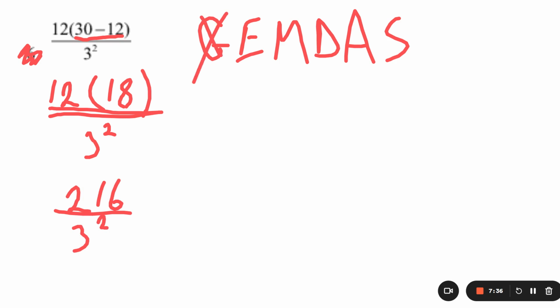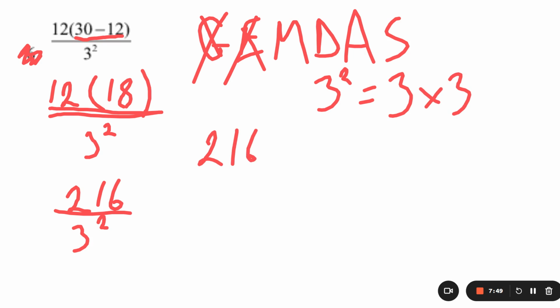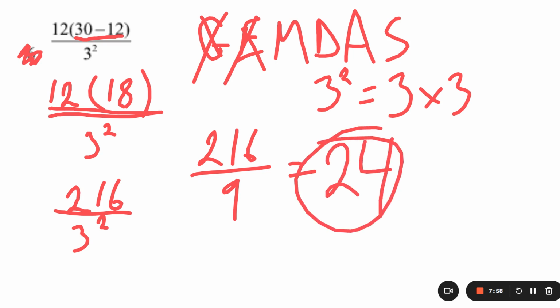So I'm done with my grouping. Do I have any exponents? Yes, I do. I have 3 to the second power. And if we remember, 3 to the second power really means 3 times 3. 3 times 3 is 9. So I'm going to do 216 divided by 9. And in my calculator, when I put that, I should end up with 24 as my final answer.